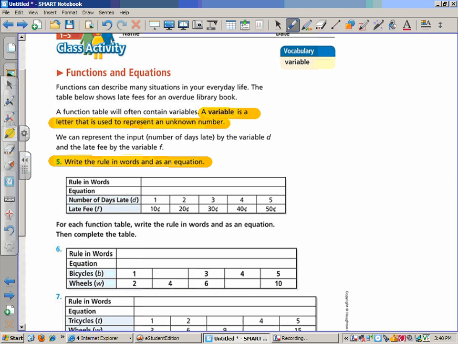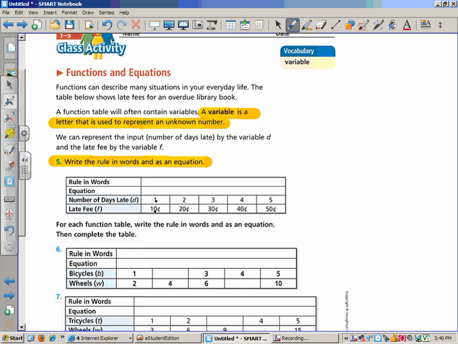All right. So the first one, what we have is number of days, D, and we have a late fee, F. Okay, so number of days late and then late fee, kind of like a movie. So you have 1 day late, it's going to cost you 10 cents. 2 days late, it's going to cost you 20 cents. 3 days late, you're going to pay 30 cents, and so on and so forth. So for every day that you are late, you have to pay a 10-cent fee.